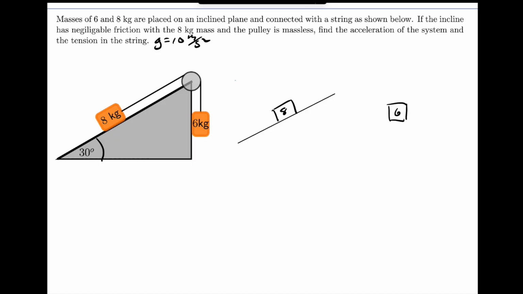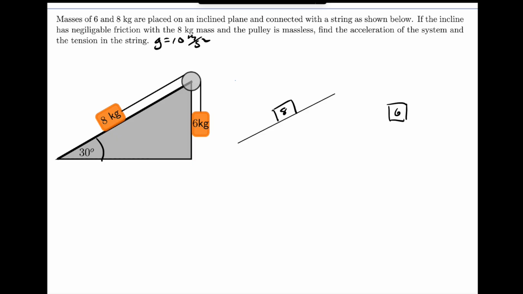Masses of 6 and 8 kilograms are placed on an inclined plane and connected with a string as shown below. The incline has negligible friction with the 8 kilogram mass and the pulley is massless. Find the acceleration of the system and the tension in the string, and we're letting g, the acceleration due to gravity, be 10. Alright, so let's get into this.